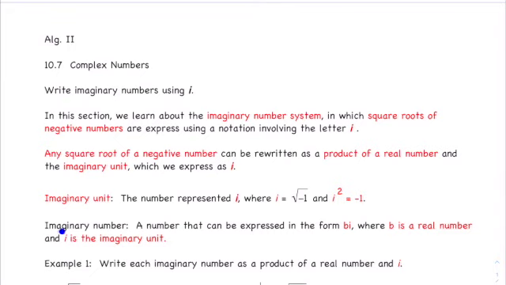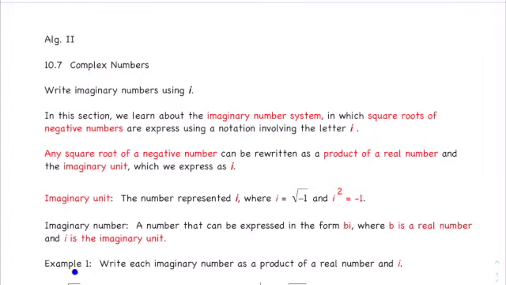Then the next one, an imaginary number. Here's the unit because it's i. An imaginary number is a number that can be expressed in the form of b times i, bi, where b is a real number, like a 2, and i is the imaginary unit. So it's going to be a real number and the unit of the imaginary number. b is a real number and i is the imaginary unit.